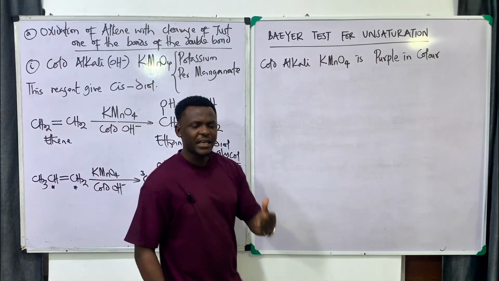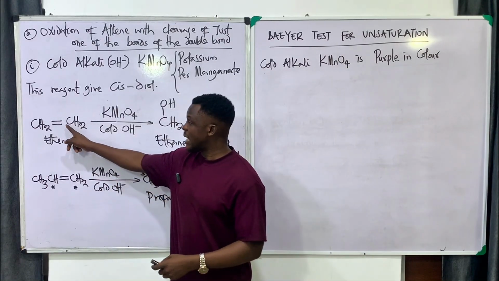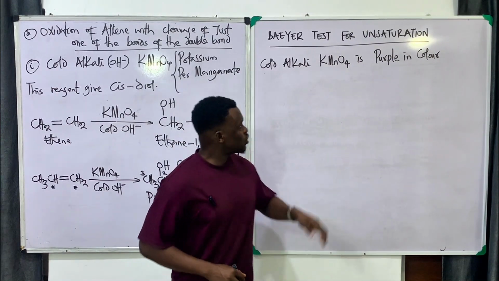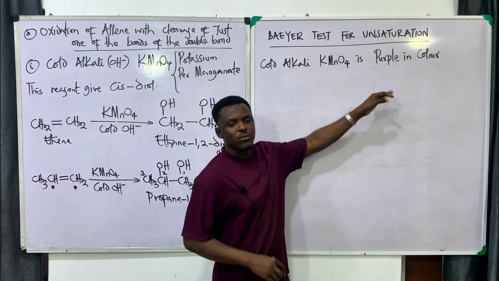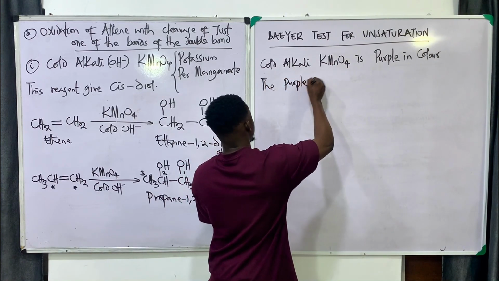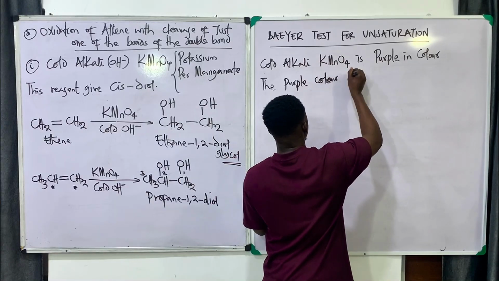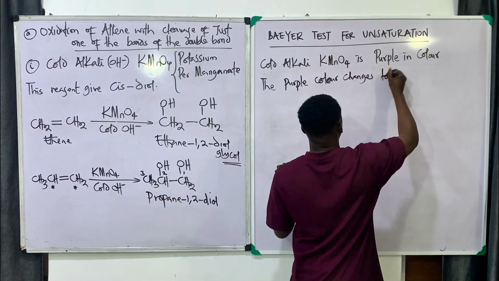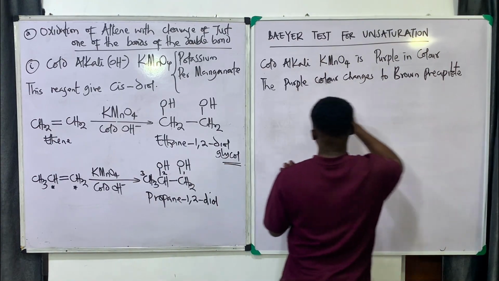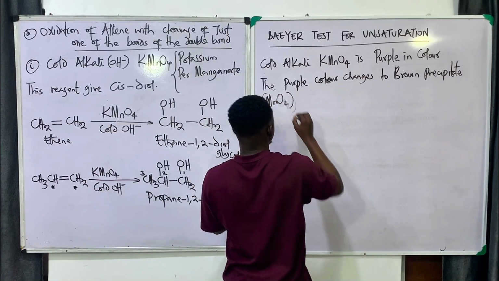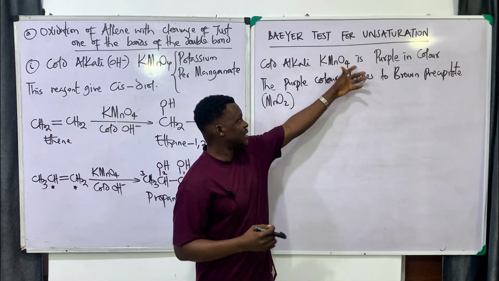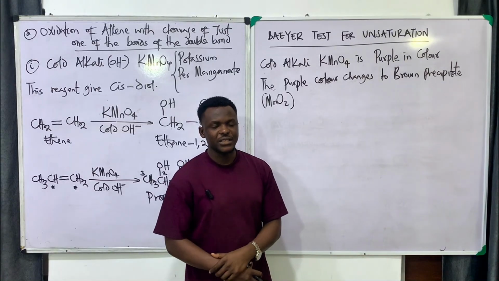Now, once it reacts with an alkene, once it succeeds in converting an alkene to a diol, the color is going to change. The color will no longer be purple. So once cold alkaline KMnO4, which is purple in color, reacts with an alkene, the purple color changes to a brown precipitate, which is MnO2. So the appearance of a brown precipitate or a brown color solution once you react alkaline KMnO4 with an alkene indicates the presence of a double bond.